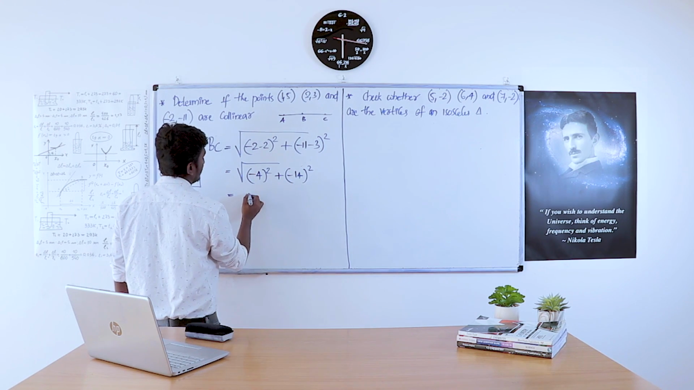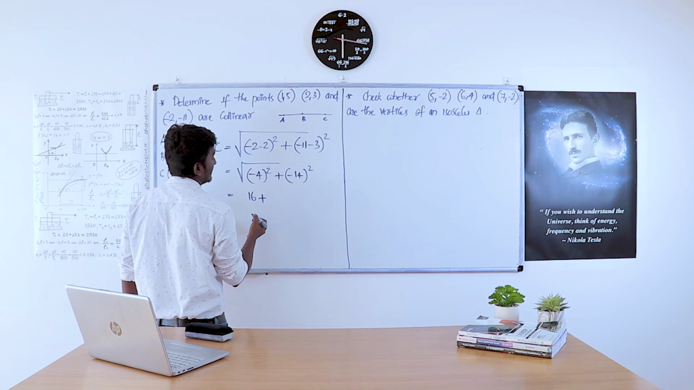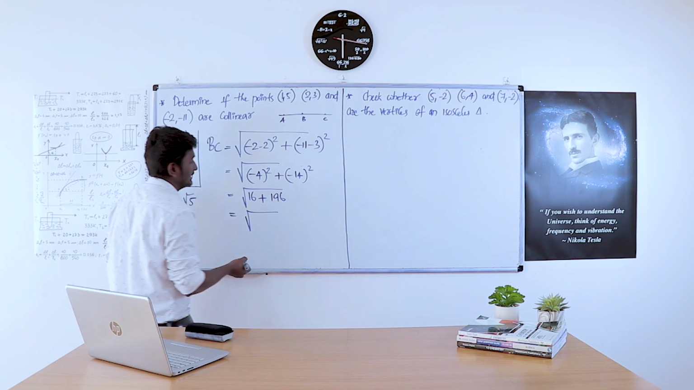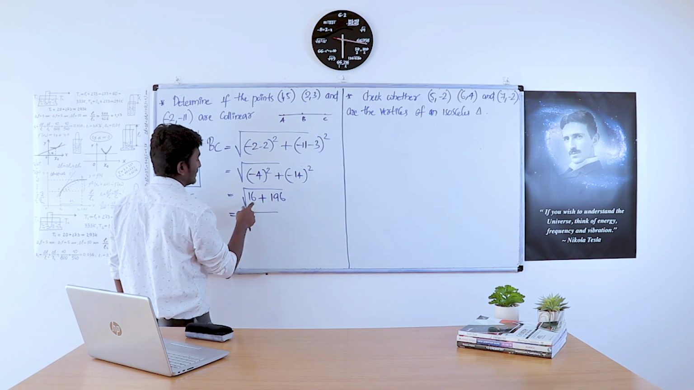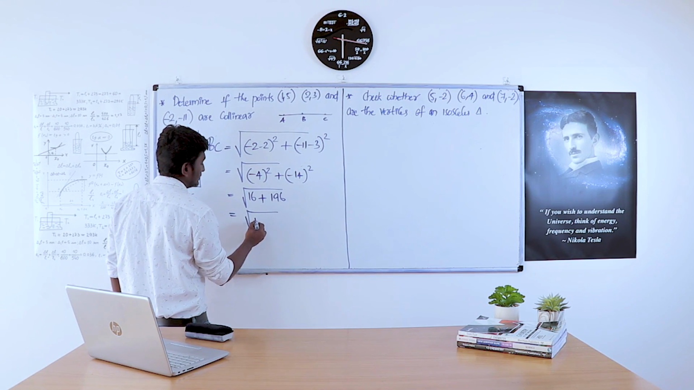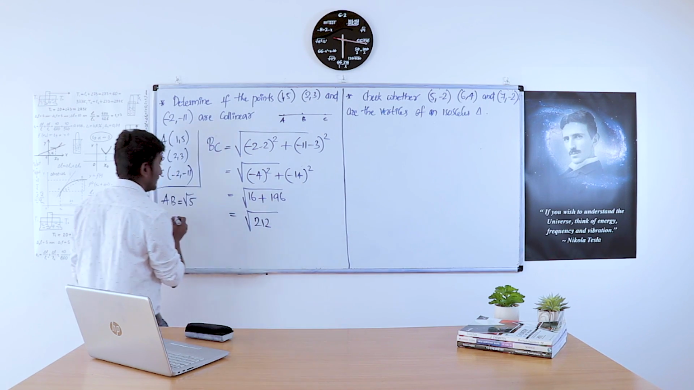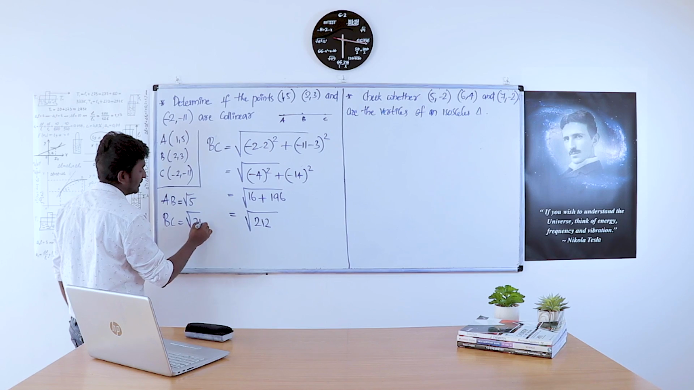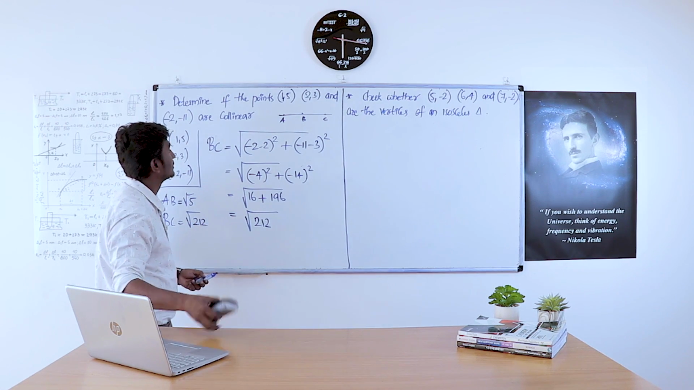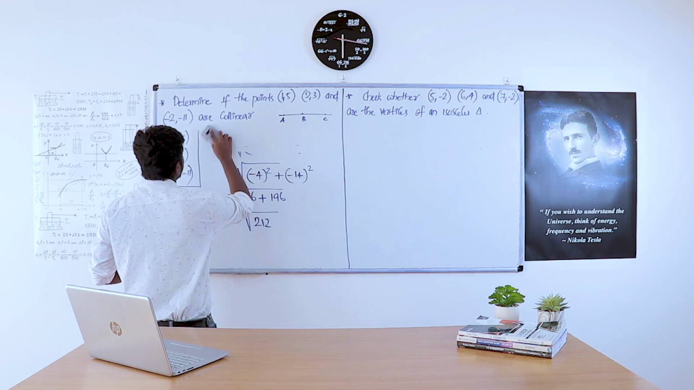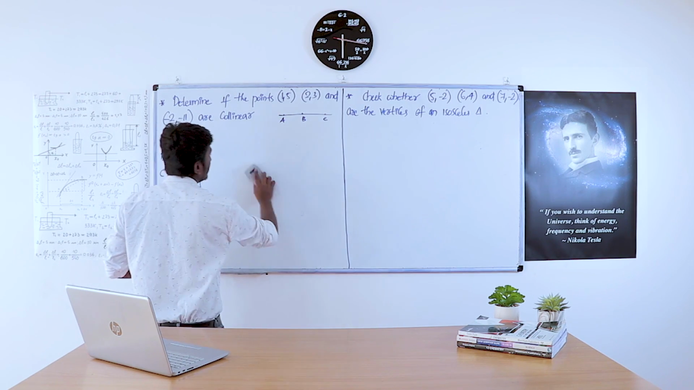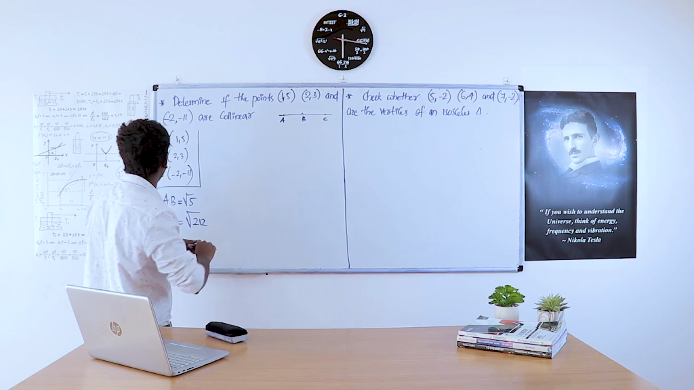Then minus 4 the whole square is 16 plus what is 14 square? It is 196. Then root of 196 plus 16. 196 plus 10 is 206, plus 6 is 212. So BC is equal to root 212. Now I am going to check the next one, AC.